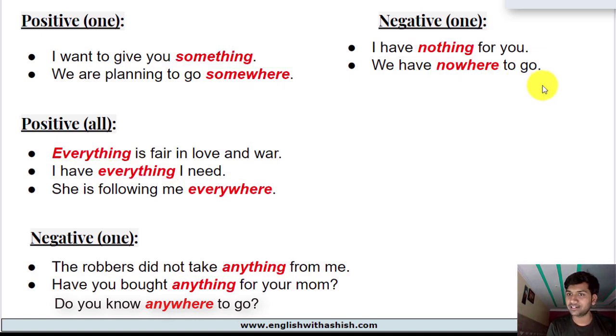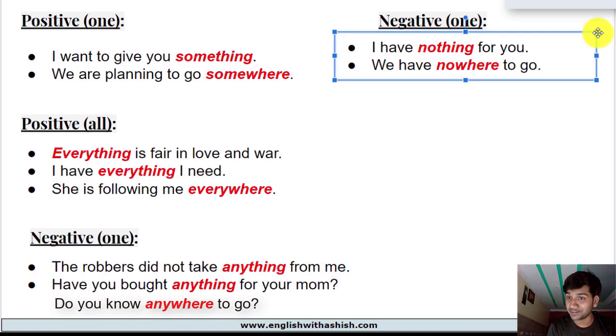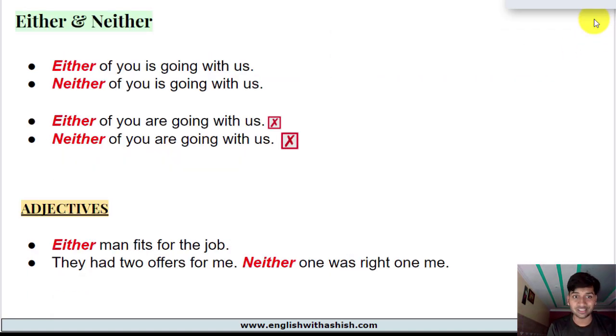Now, let's look at other singular indefinite pronouns, right? Either and neither. Again, common singular indefinite pronouns. Either means one of the two, neither means none of the two. Examples. Either of you is going with us. I can't say either of you are. Either is considered a singular pronoun. Neither of you is going with us. So we can't use a plural verb after them as they are considered singular.